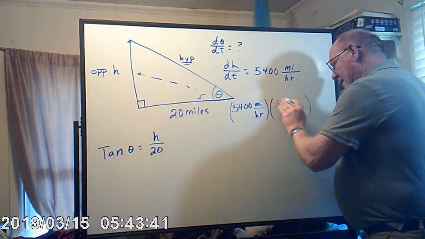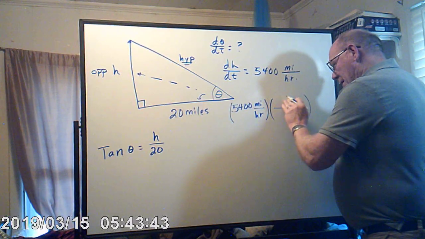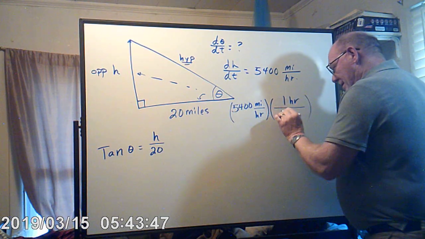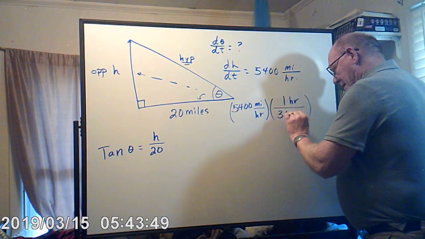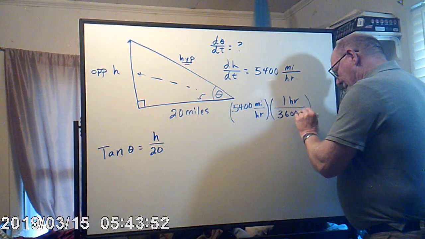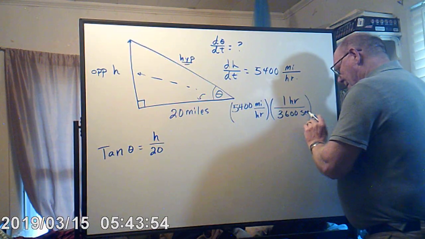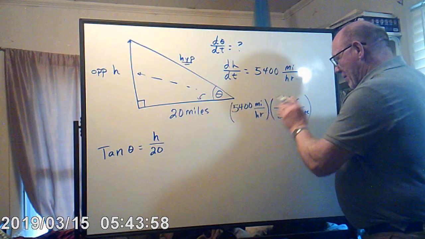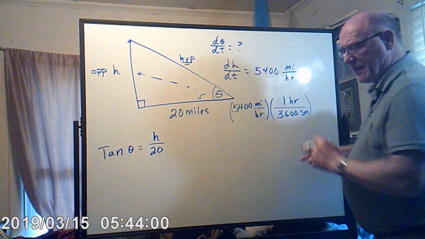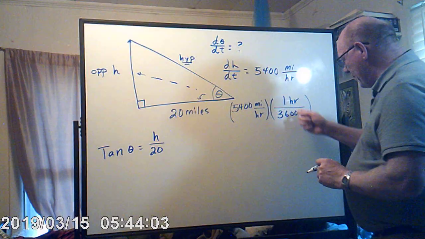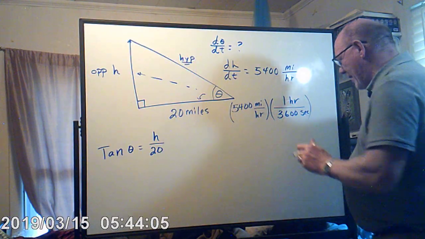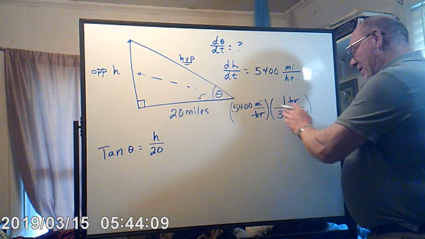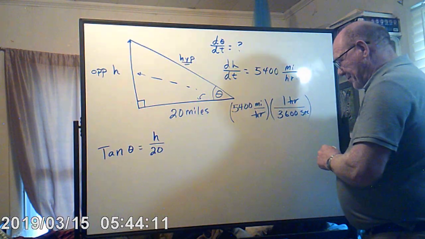And I'm sorry, it's the other way around. 1 hour is 3,600 seconds. Okay. So you want to fix it where you don't put your 3,600 up here, because you want the hours to divide or cancel out. So they do. So now we've got it in miles per second.